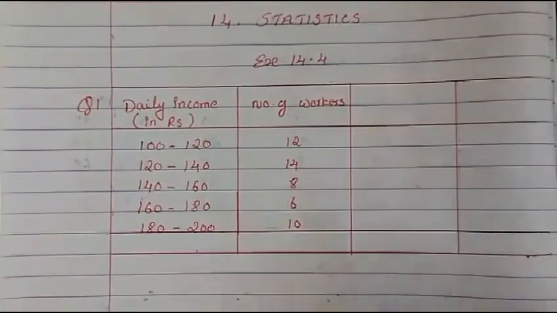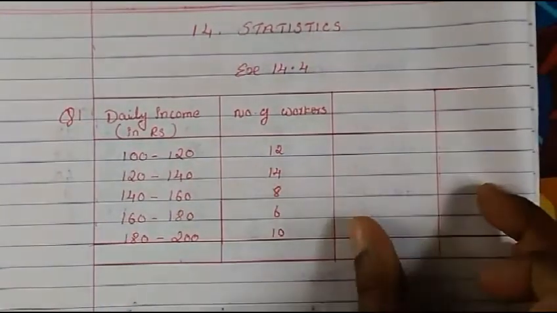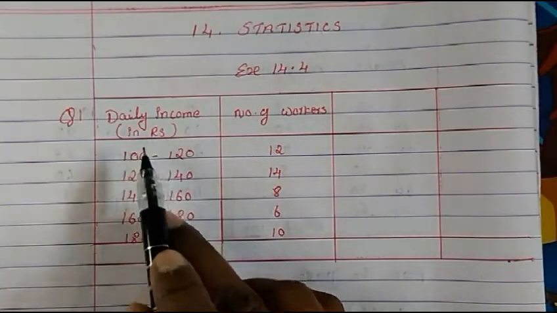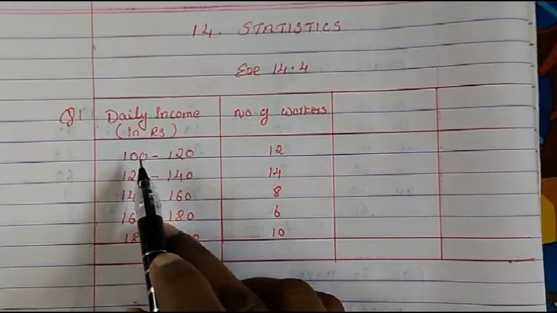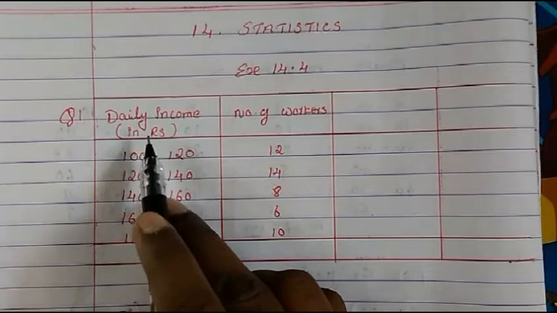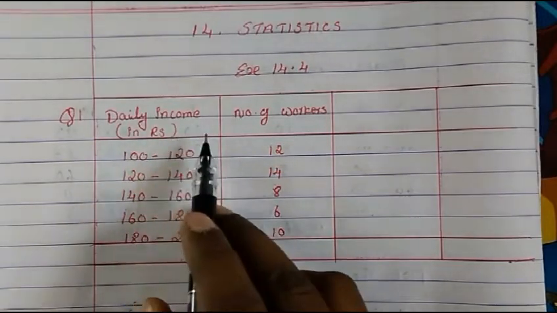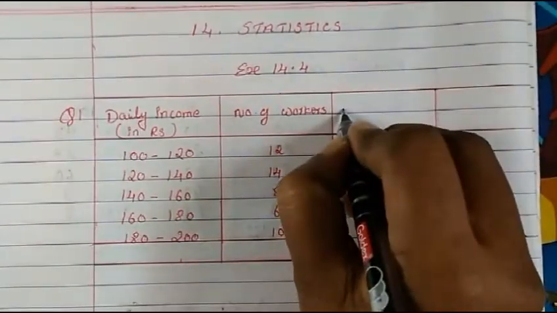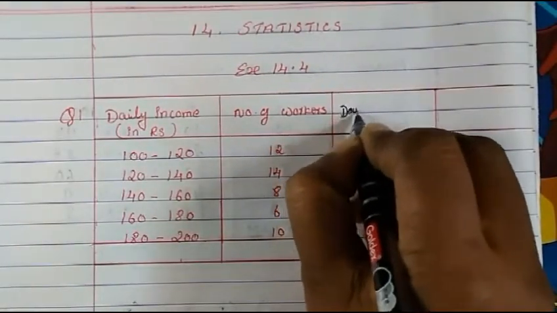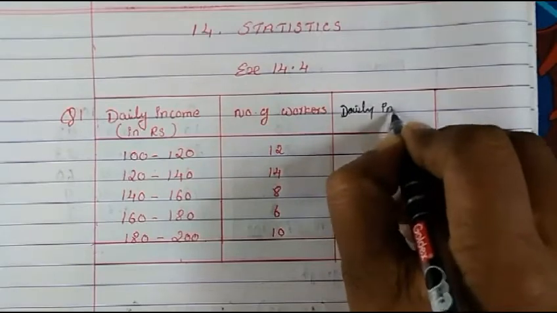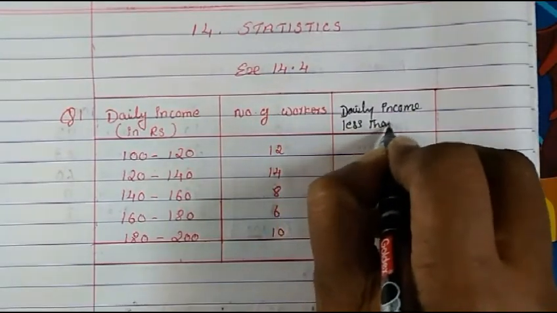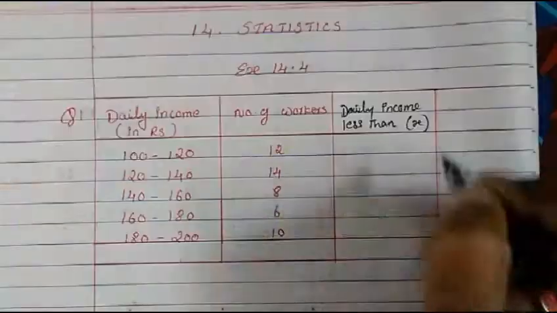So first what we have to do, only two columns we have to prepare, not much calculation here. So daily income in rupees, but what type? It is less than type. So we have to write the daily income less than. So this will be our X.